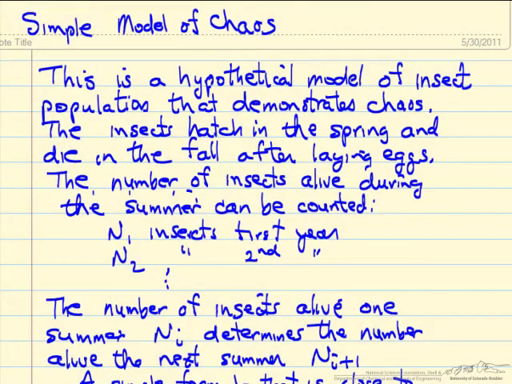In this video, we present a hypothetical model of how an insect population might change with time that demonstrates chaotic behavior. The idea is insects hatch in the spring, they live through the summer, they die in the fall after they lay their eggs. The number of insects alive during a given summer is dependent on how many were alive the previous summer. So we use the notation N1, number of insects in the first year, N2 for number of insects in the second year, and so forth.